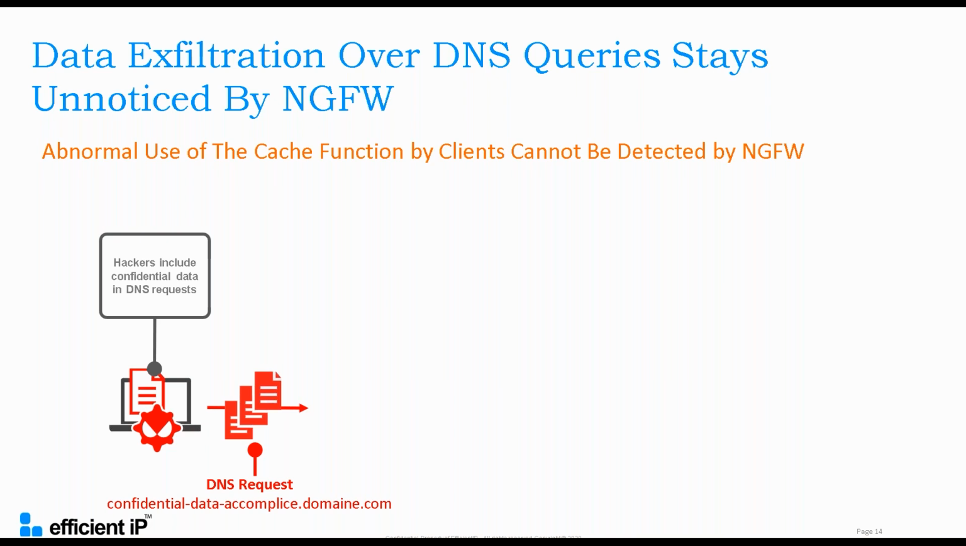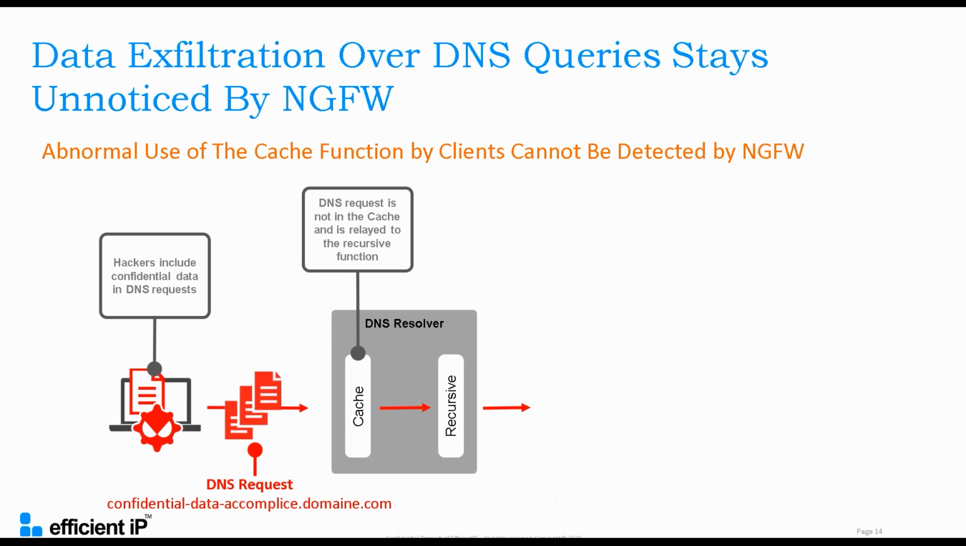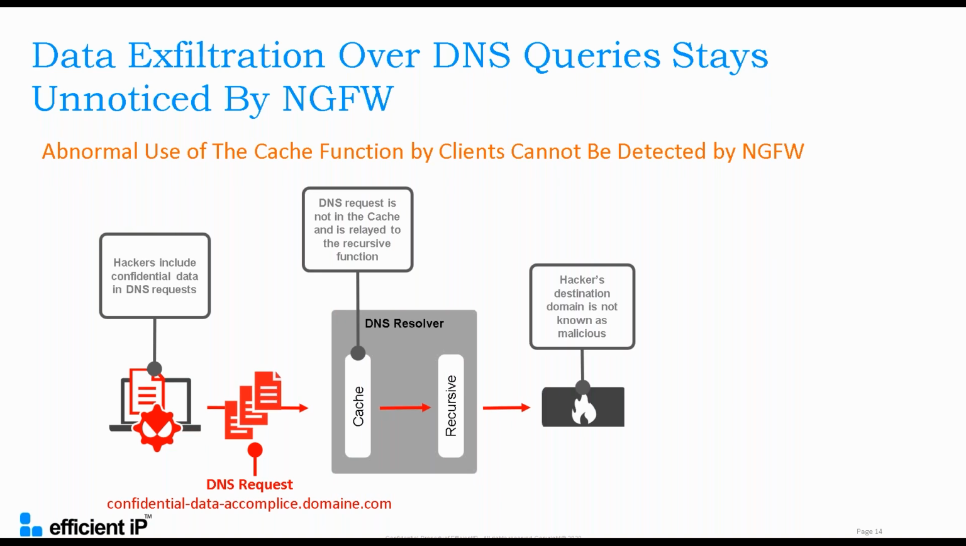So the hacker's doing the same thing as what our innocent guy was doing before. He's sending his query, but in this instance, he's looking up confidential-data-accomplice.domain.com rather than just www.eip.com. Same thing though, the query is pushed out through the cache engine. It's not there, so it's pushed out to the recursive layer. It comes out to, this time, the attacker's third-party server.